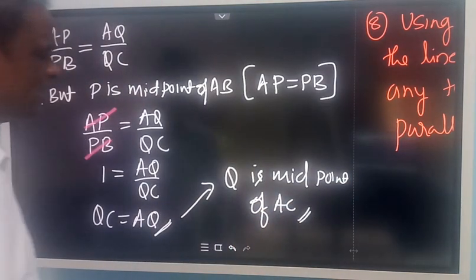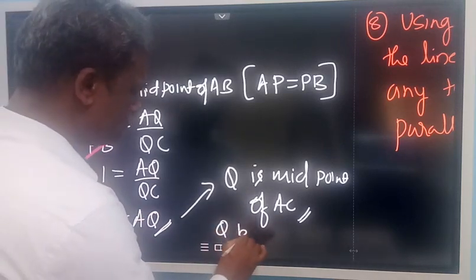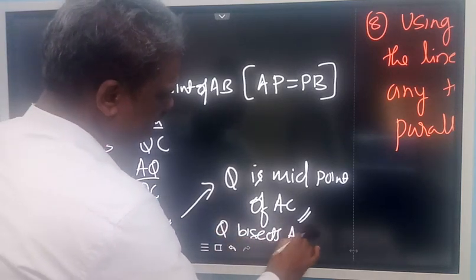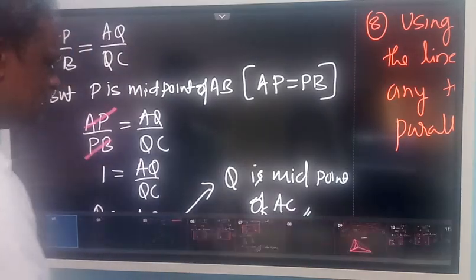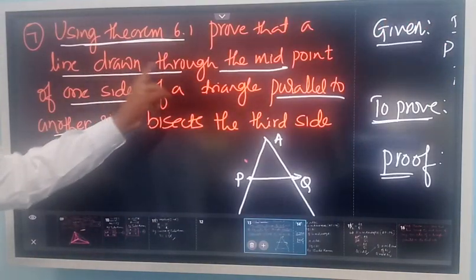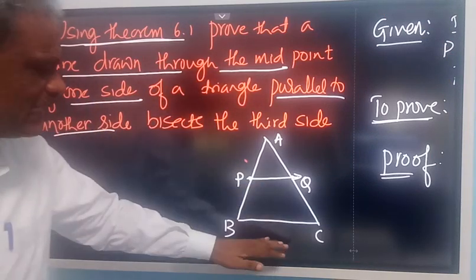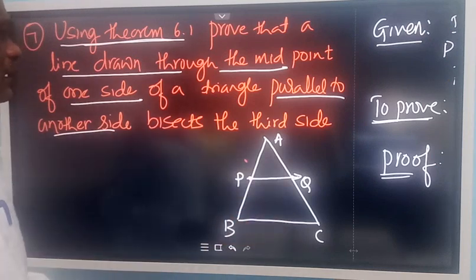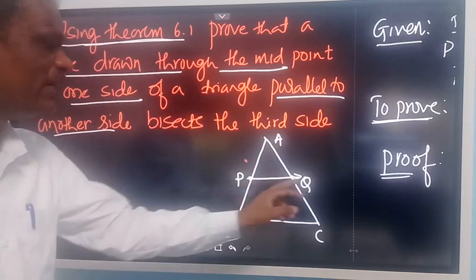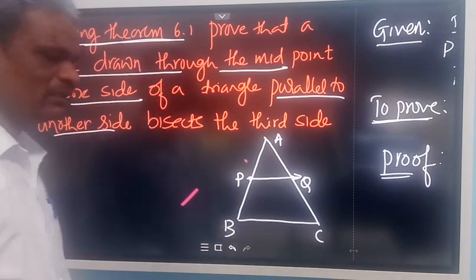So that means Q bisects AC. So we proved that one. So it is bisecting the third side. I proved that the line drawn through the midpoint of one side, P is the midpoint, parallel to the second side BC, bisects the third side. That means it bisects third side AC. So we proved that one. Is it clear?